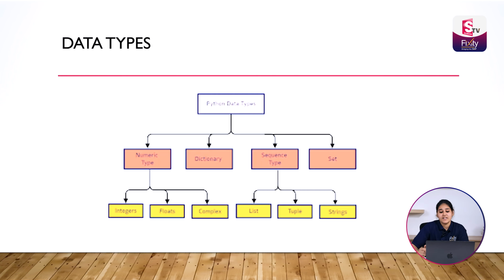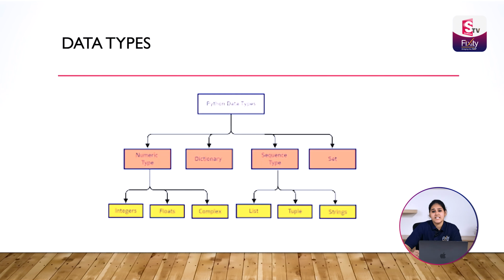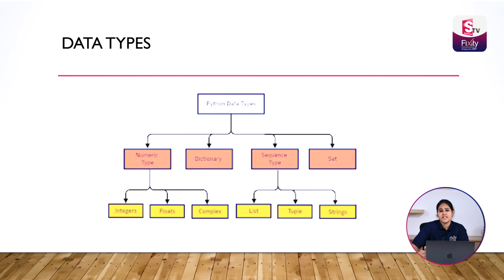And sequence type. In sequence type, we have three data types: list, tuple and strings. Let's go with strings. A string is a collection of characters. And in Python, it is enclosed between single quotes or double quotes. And it is immutable. You cannot change the string. And next, list. List is a collection of heterogeneous elements, which means it can store different data types of elements. And it is ordered and mutable. We can change the elements of a list.